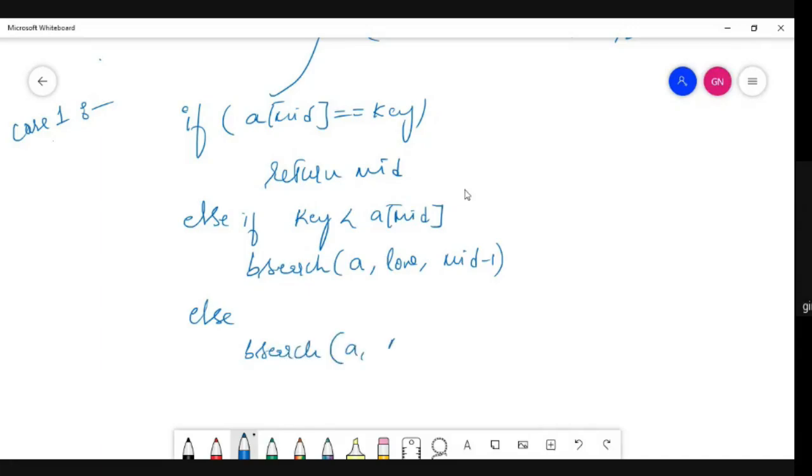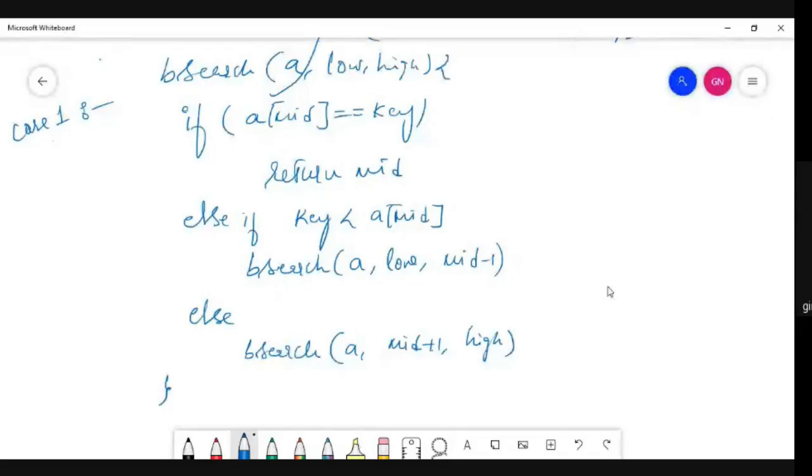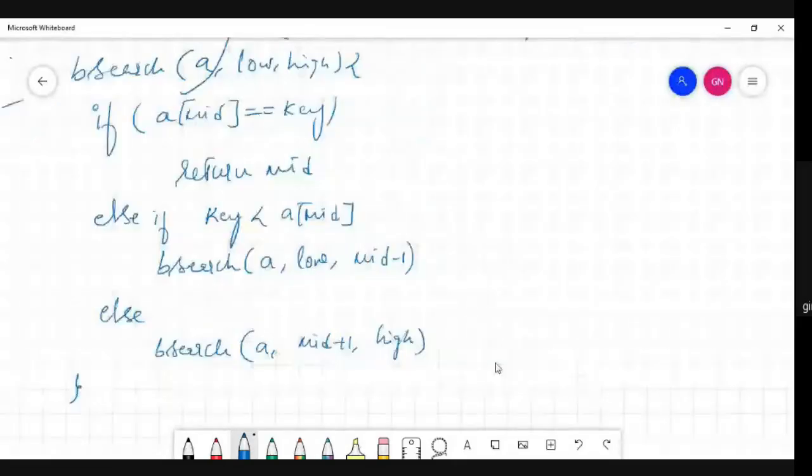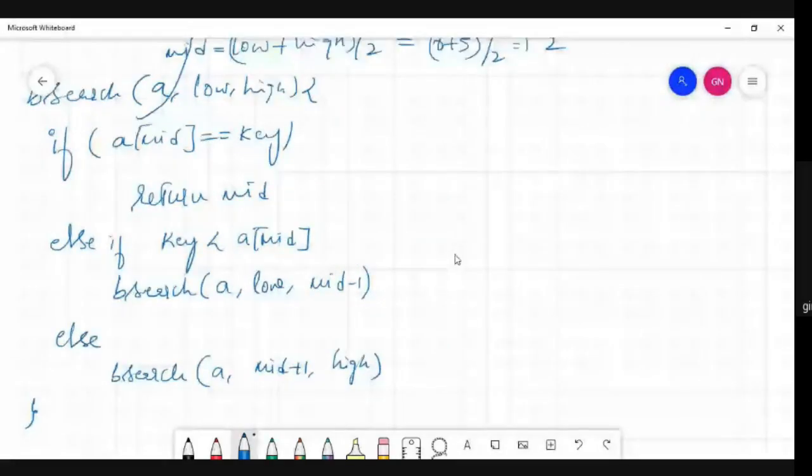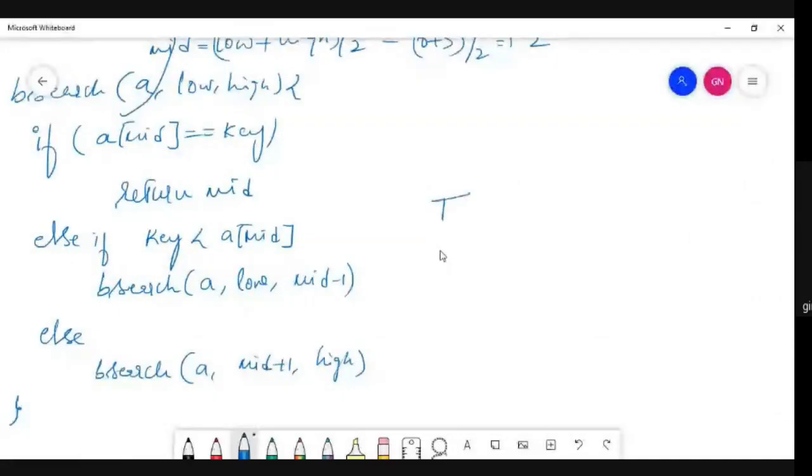So it is nothing but binary search with a comma mid plus 1 comma high. Let me just close this, right? And it keeps on dividing until it gets the mid element. This is how you work with the recursive concept of binary search. Now observe, how do I write a recursive relation? Observe guys, when you are finding the time complexity for a recursive algorithm, this is the most important thing. You should know how to write the recurrence relation.